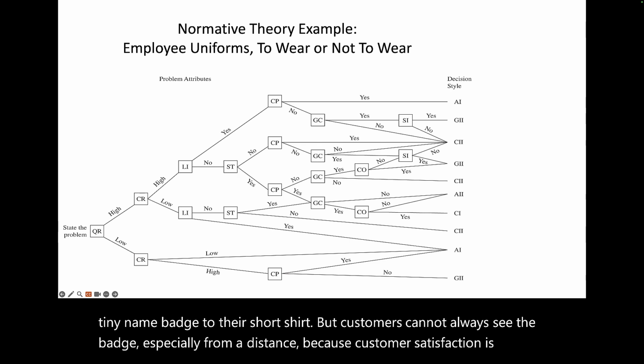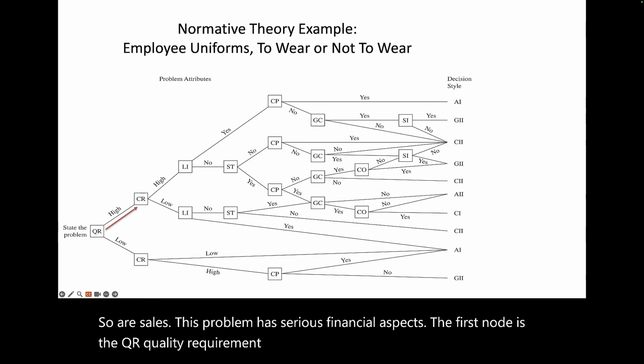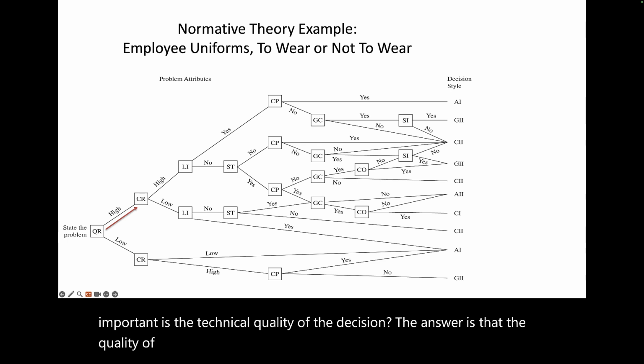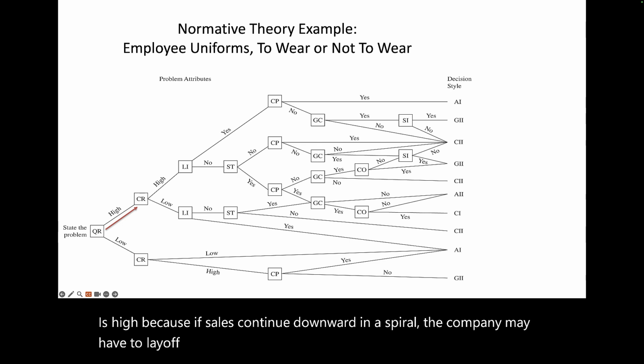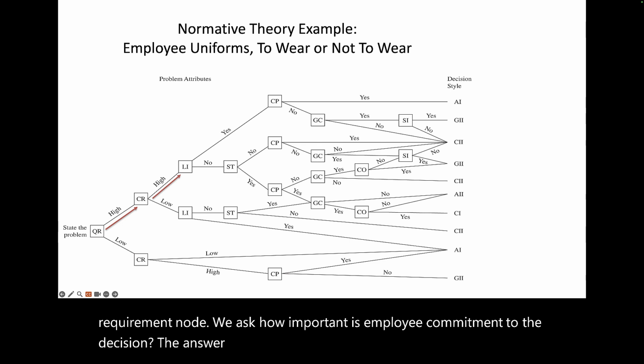The first node is the QR, quality requirement node. We ask the question of ourselves, how important is the technical quality of the decision? The answer is that the quality of the decision is high, because if sales continue downward in a spiral, the company may have to lay off employees. The next node is the CR, or commitment requirement node. We ask, how important is employee commitment to the decision? The answer is highly important. It is the employees who have to wear the uniforms, not the owner. And if the employees are not committed to it, some of them may quit.